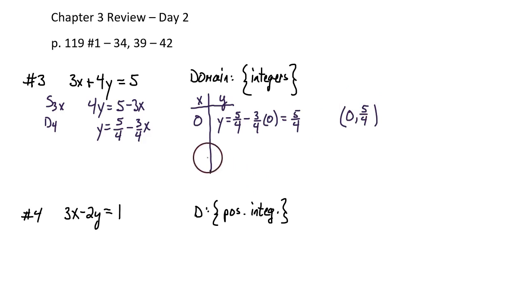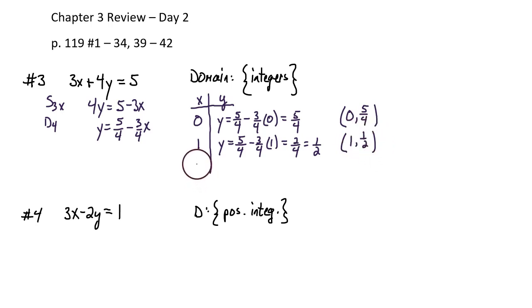Let's choose another integer to substitute for x, maybe 1. y equals 5/4 minus 3/4 times 1. 3/4 times 1 is 3/4. 5/4 subtract 3/4 is 2/4, and this reduces to a half. So this root is 1, 1/2.